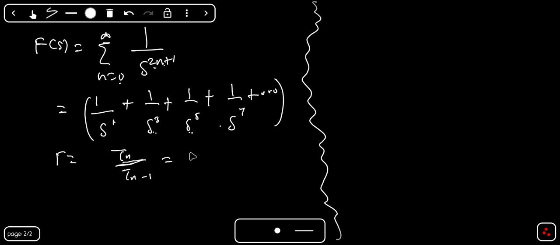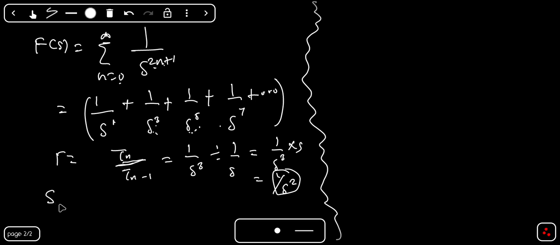So the common ratio will be 1 over s^3 divided by 1 over s, which will be equal to 1 over s^3 multiplied by s, which is equal to 1 over s^2. And if you also do this, 1 over s^5 over 1 over s^3, you are still going to get 1 over s^2. That's a common ratio.